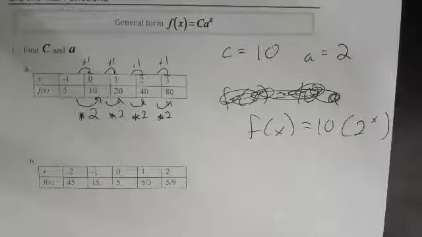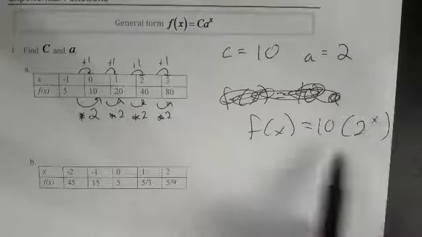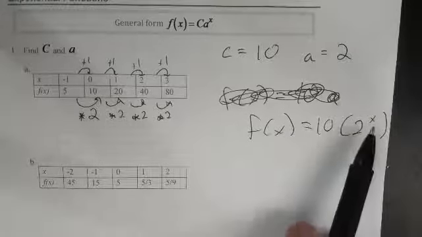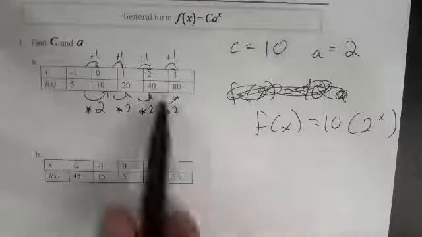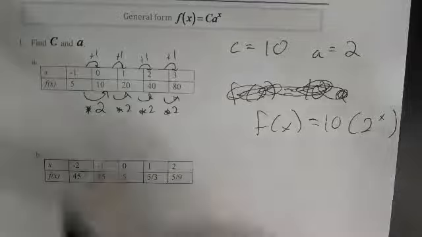If you want to plug in some numbers and check it, we plug in 0, we should get 10. We plug in 1, we're multiplying by 2 once, we should get 20. We plug in 2, we get 2 squared, 4, times 10 will give us 40, and so on. So if you want to eyeball this and plug in some numbers and check them, they should come out. All right, that is the first example. So C is like our y-intercept, A is like the rate of change.